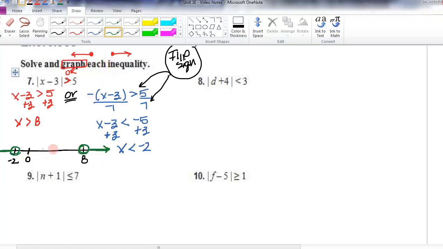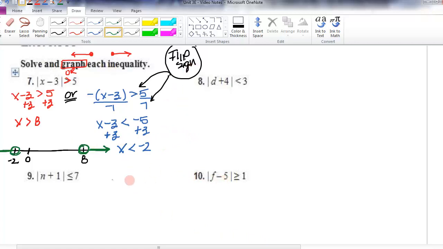My green is not shown up very well, is it? So there's my less than 2. All my solutions are less than 2. Here's the positive version. So I'm again open circle because it's not included. And it says the solutions are greater than 8. And that confirms the or part.